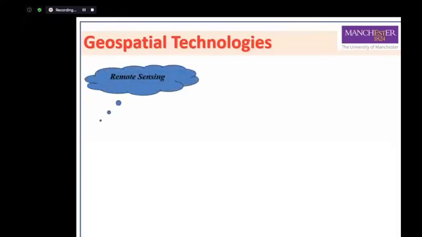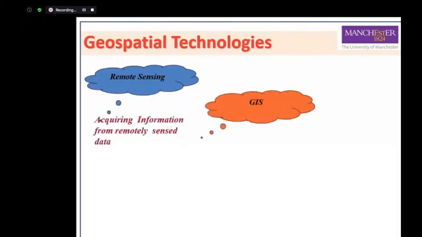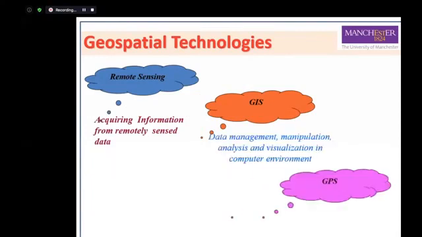So the geospatial technologies start from remote sensing, the concept of remote sensing. Without remote sensing, we cannot imagine geospatial science or spatial information. After remote sensing, we have the GIS, the geographical information systems, and then GPS, the global positioning system. I think there is no need to elaborate all these things here. The participants are well known about these 3 terms.